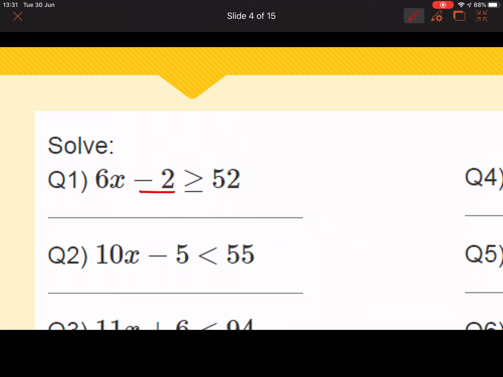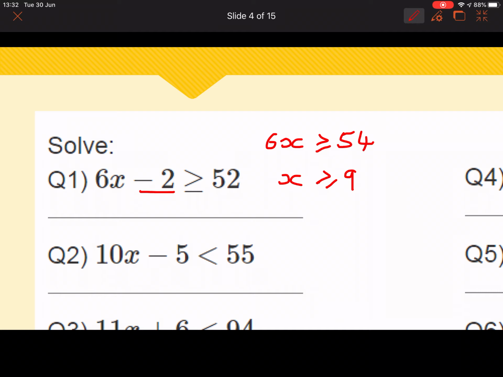So I'm going to choose to add 2 to both sides first. So I end up with 6x is greater than or equal to 54. Then I'm going to divide by 6 and we get x is greater than or equal to 9. Okay, so exactly the same as your normal solving, but keep that inequality symbol. Don't ever write it as an equals to do your working and then change it back. There's no point, and you'll forget to change it back. Keep it like that the whole way.